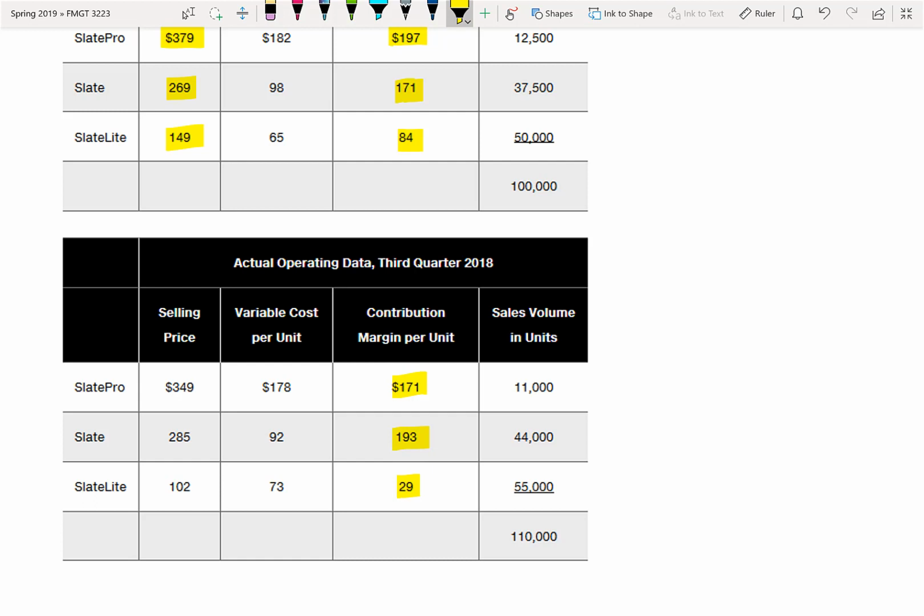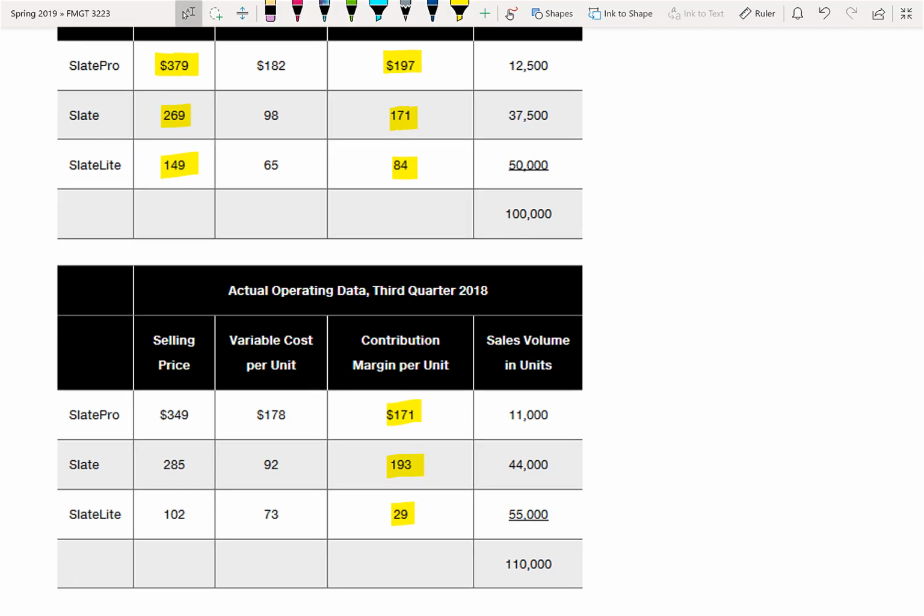If we take a look at the proportion of what we sold, we see that we expected to sell 12,500, 37,500, and then 50,000 of the products. And instead what we sold is actually 55,000 of these things here, out of a total of 110.